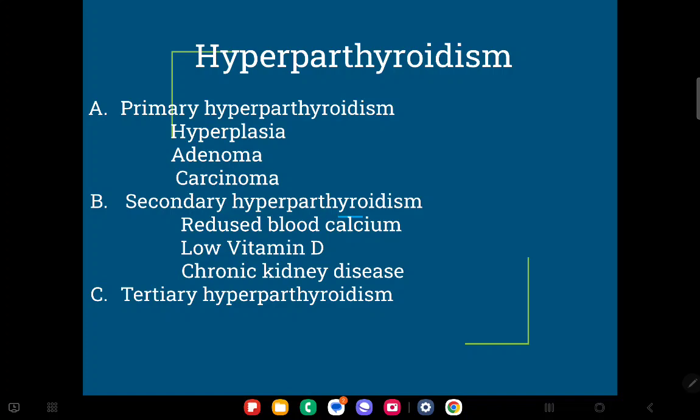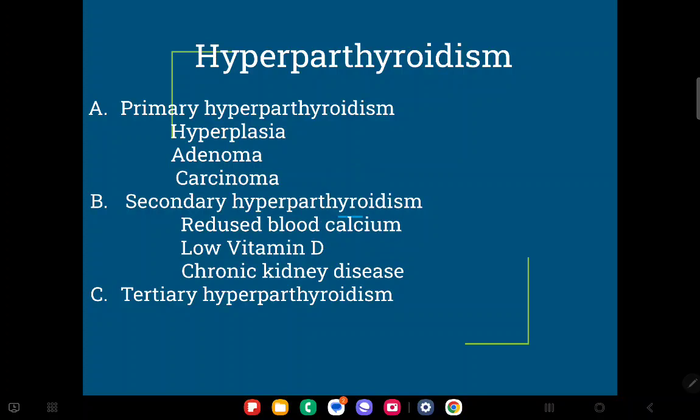and this is what we call primary hyperparathyroidism. The third important cause, which can cause hyperparathyroidism in the early stages, is carcinoma of the parathyroid, which can secrete the hormone and increase the level of calcium in the blood and cause primary hyperparathyroidism or hypercalcemia.